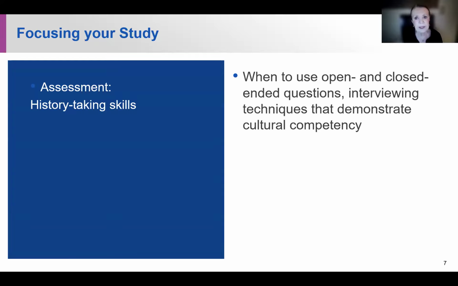You know most of that information, but one of the things I want you to do is go over when to use open and close-ended questions and interviewing techniques that demonstrate cultural competency. Now, remember issues with cultural competency. We live in a multi-ethnic, multicultural nation. We do. You might say, well, looking around where I live, it's not that multicultural. Okay, but the nation as a whole, it's one of our strengths, is a multicultural nation.